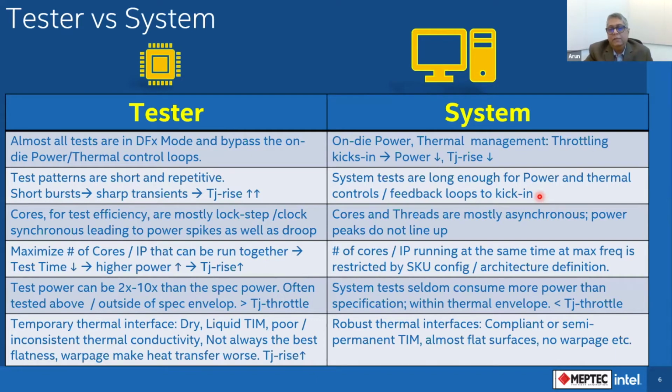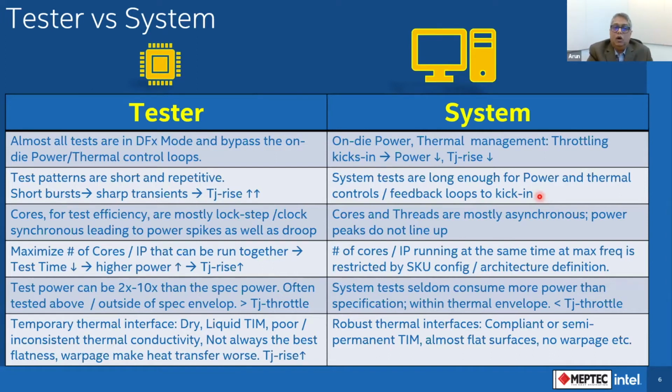Means the TDP of the part could be 60 watt or 35 watt, but on test, I can create a scan pattern which can easily go 3x or even 8x the power, right? And we usually try to run things outside of the test specification envelope.